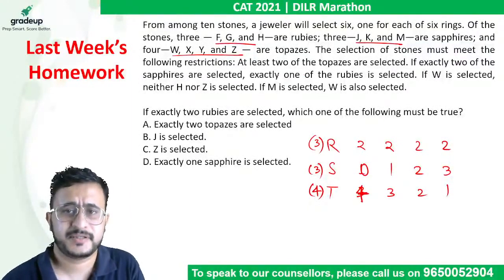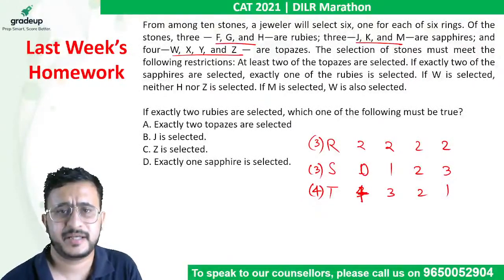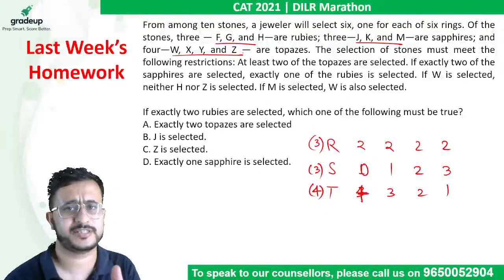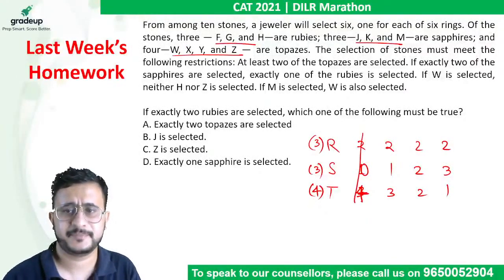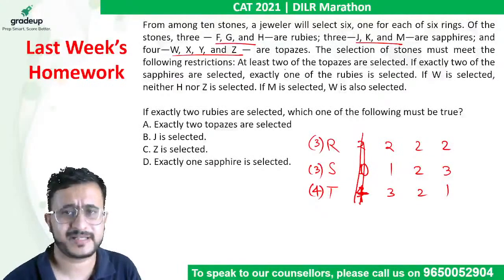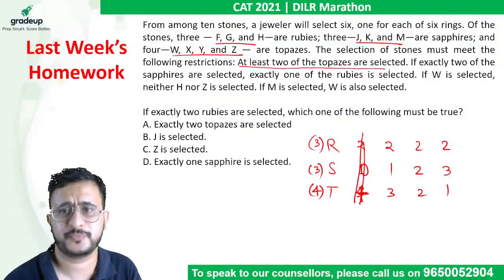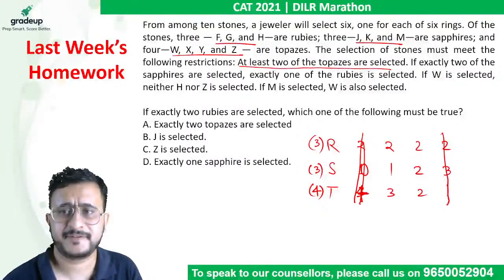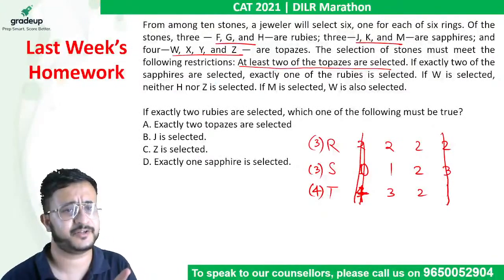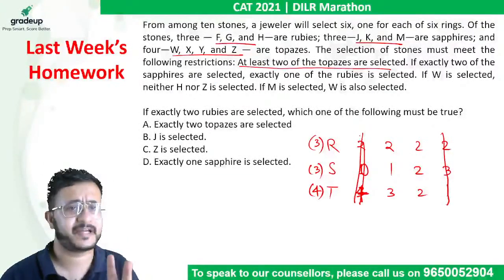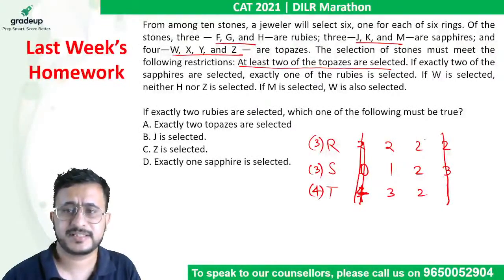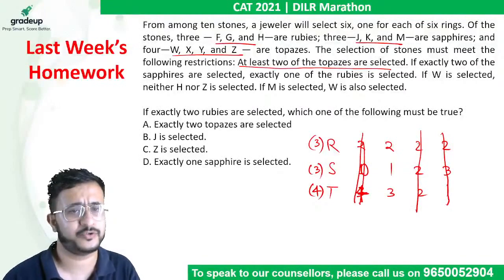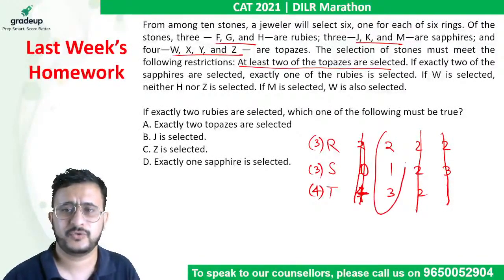Now if you select the topaz, it is given that if W is selected, Z cannot be selected. So you cannot select all 4 topaz, because if you select W, you cannot select Z. So this case gets eliminated. Then at least 2 topaz have to be selected, so this case is also not possible. If exactly 2 of the sapphires are selected, exactly 1 of the rubies is selected. So if you select 2 sapphires, you can select only 1 ruby, so this case is also neglected. That is the only case possible.